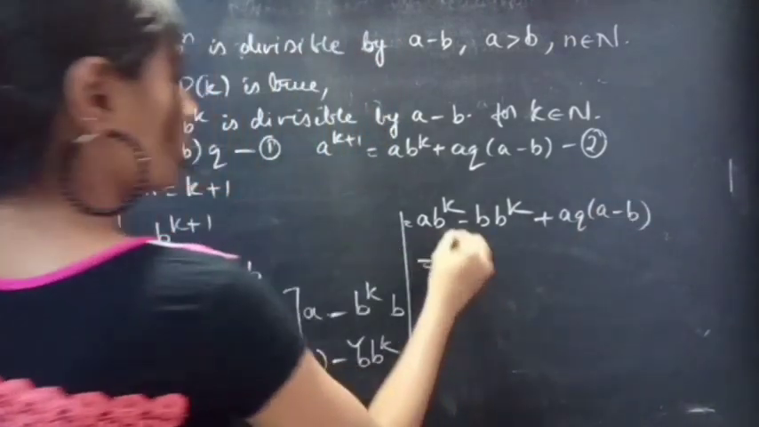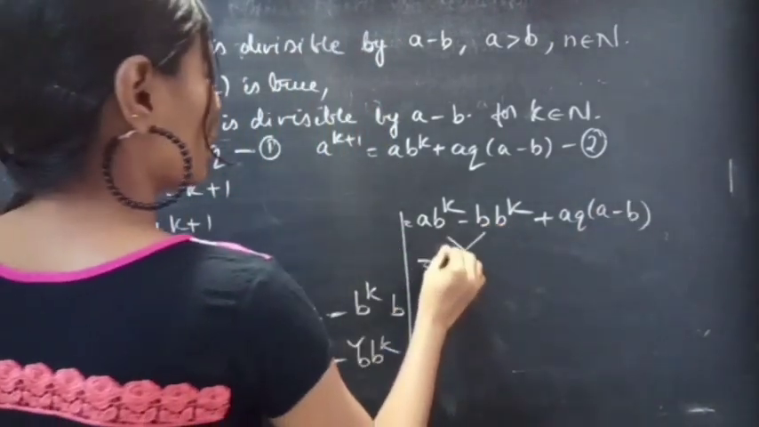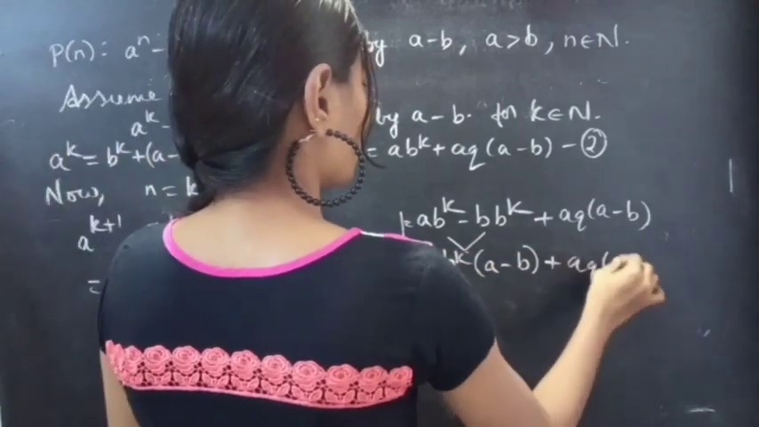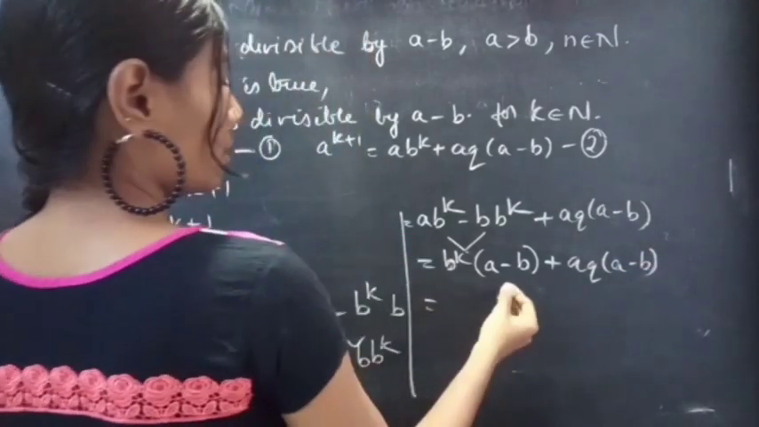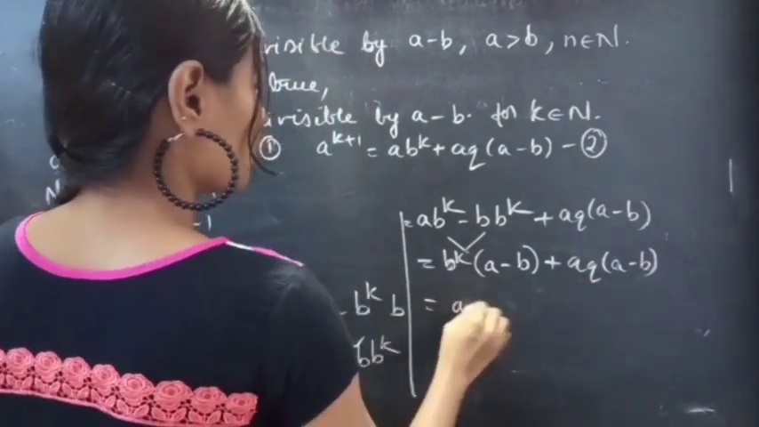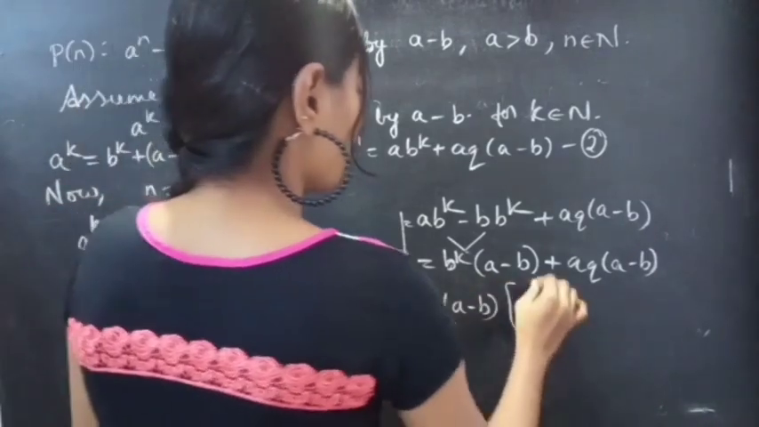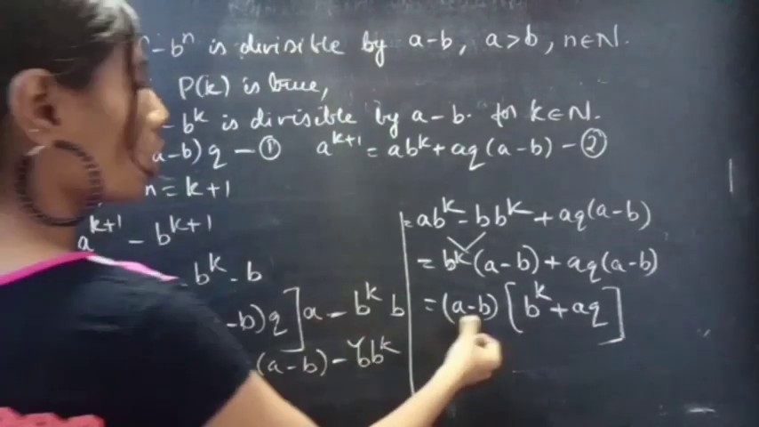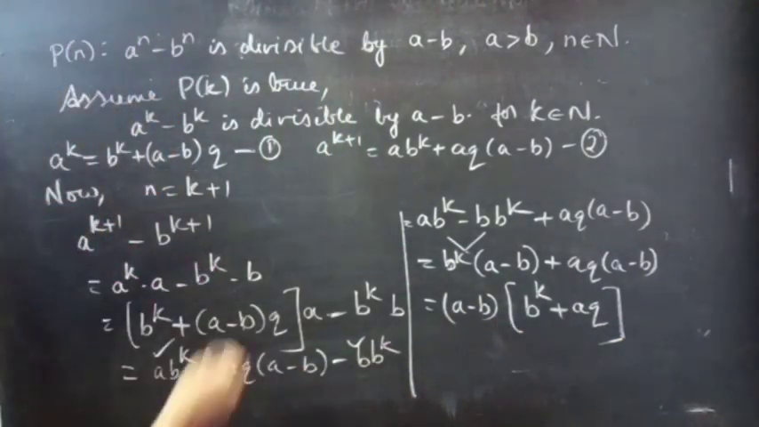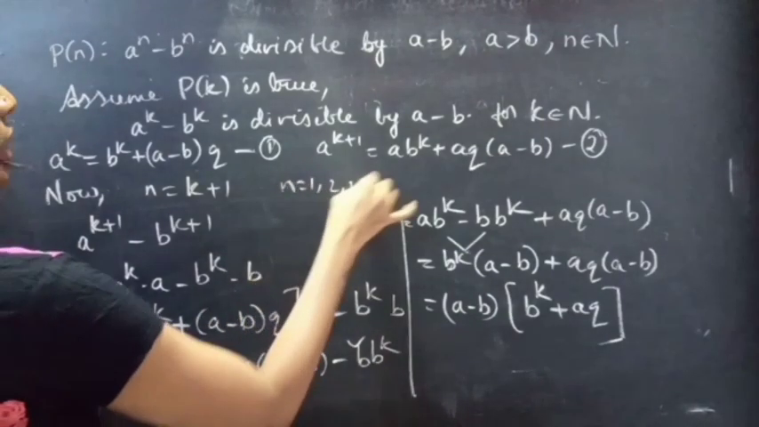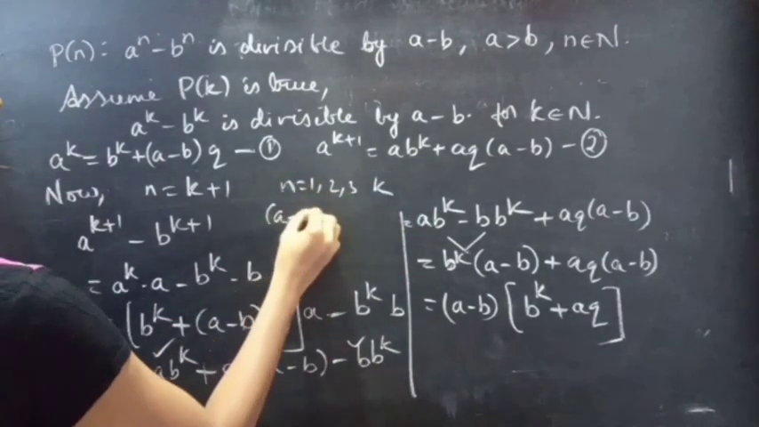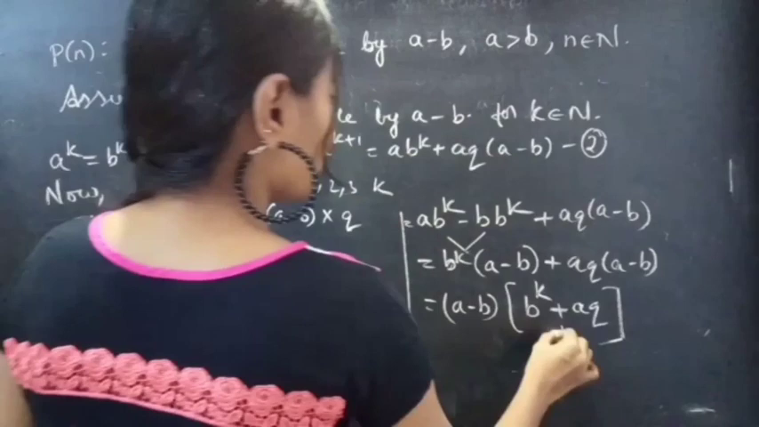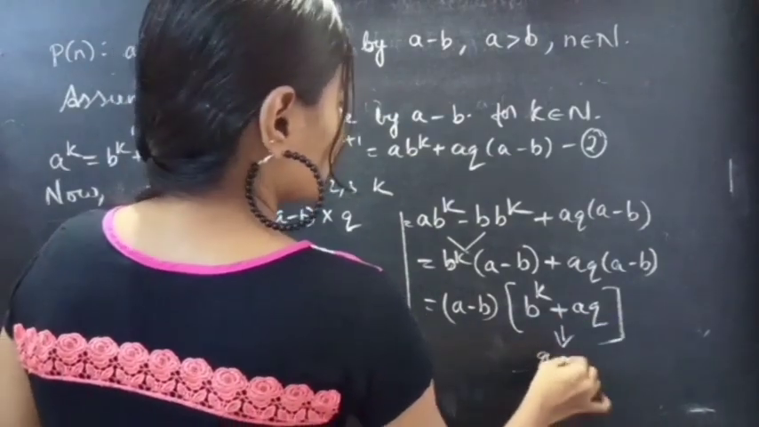Now we can take b power k common from these two terms. You'll get b power k times a minus b plus aq into a minus b, right? Now let's take a minus b common from these two terms. You'll get a minus b times b power k plus aq, which is a multiple of a minus b. For n equals 1, 2, 3 and k, we got a multiple of a minus b with some coefficient, right? Likewise, here b power k plus aq is also a coefficient.